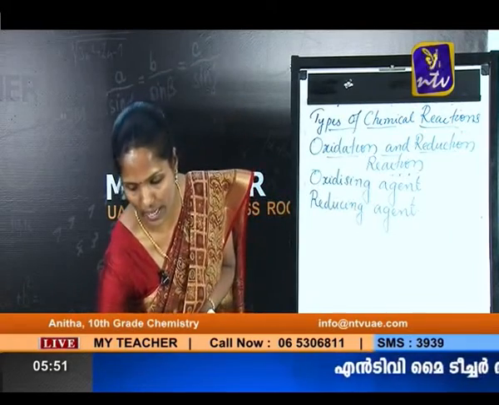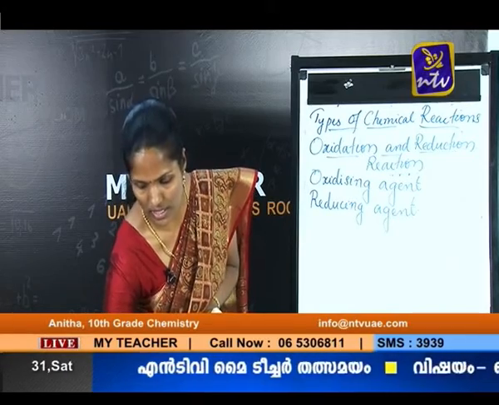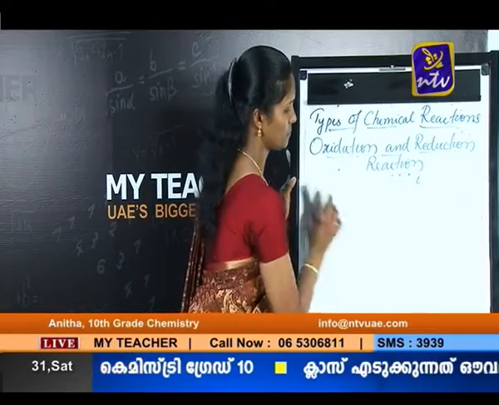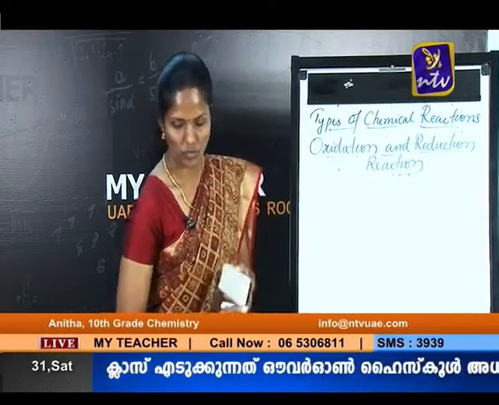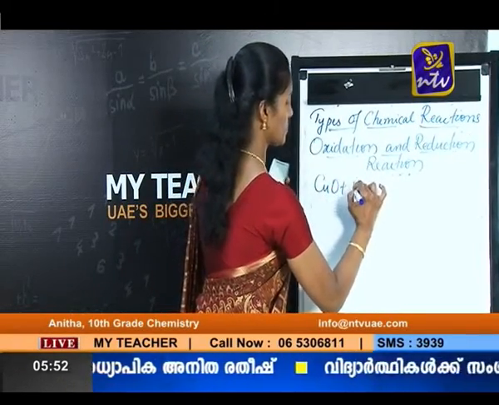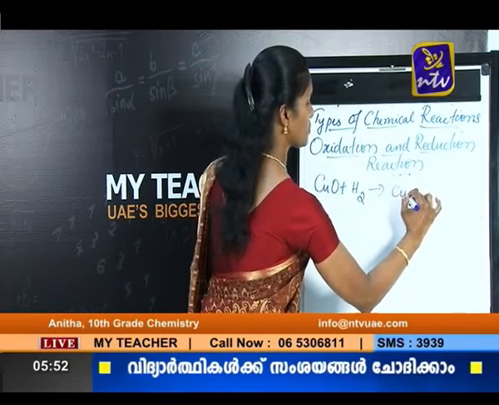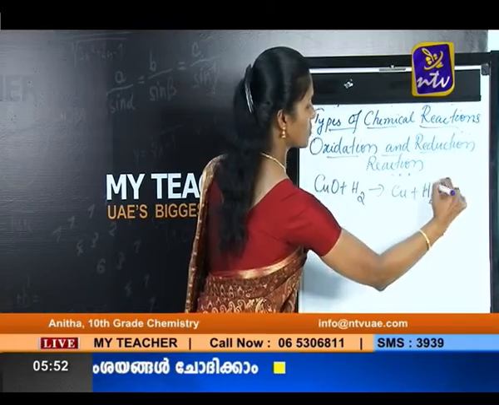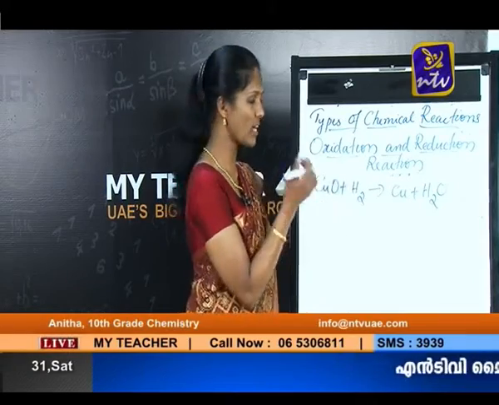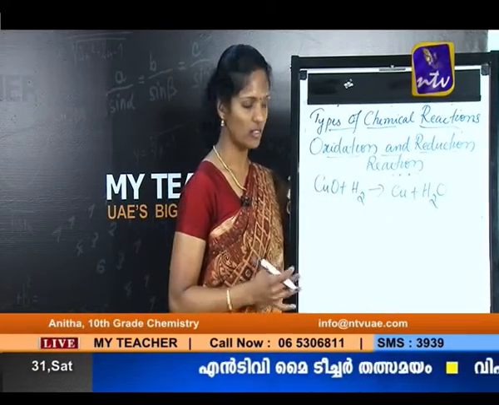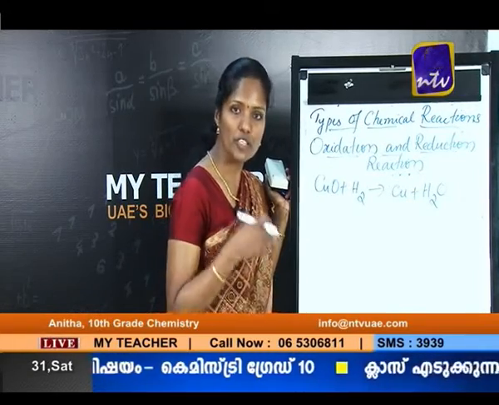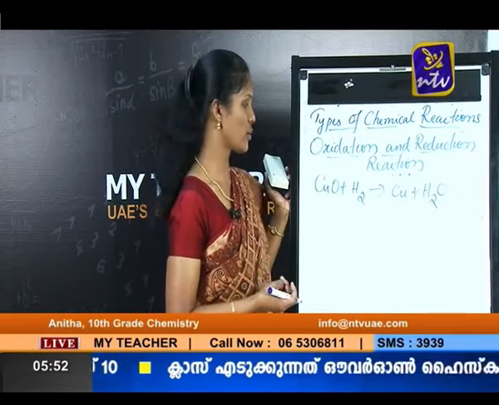Now, we will think about one example and then we will discuss oxidation and reduction. This is one reaction: copper oxide reacting with hydrogen to form copper and water. We will discuss where oxidation happens, where reduction happens, and which is the oxidizing agent and which is the reducing agent.